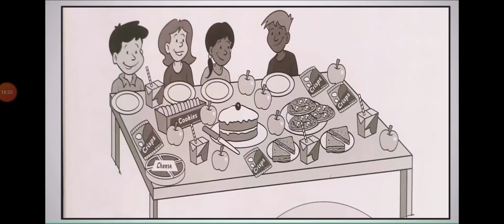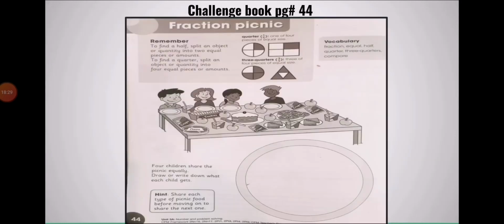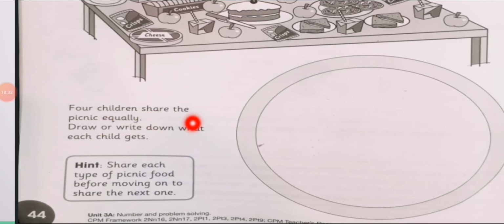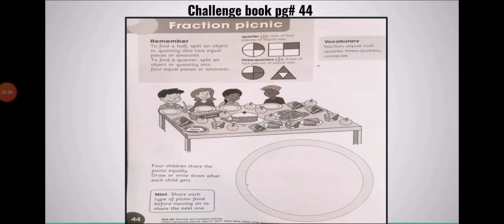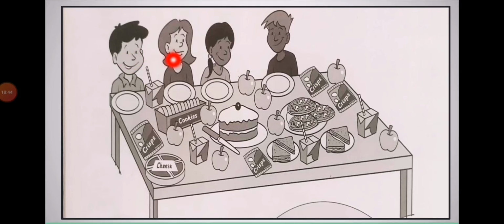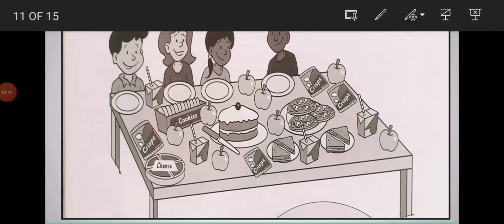Now we are moving towards our classwork. First we count all the objects present here. What is our task? Let me tell you. 4 children shared the picnic equally. Draw or write down what each child gets. So we will find out what each child would get. How many children are present here? 1, 2, 3, 4. Total number of children is 4. Right? 4 children are here.